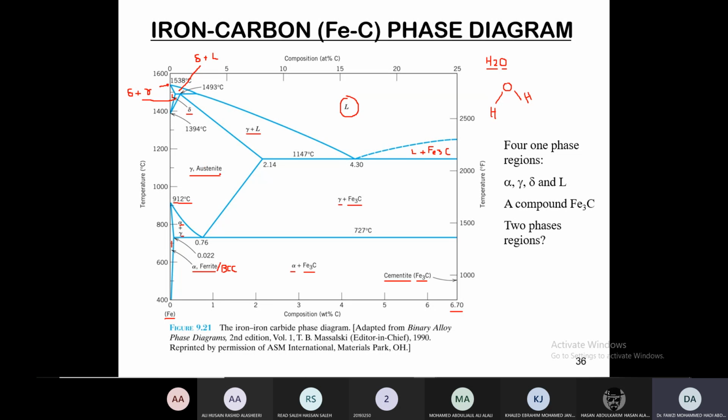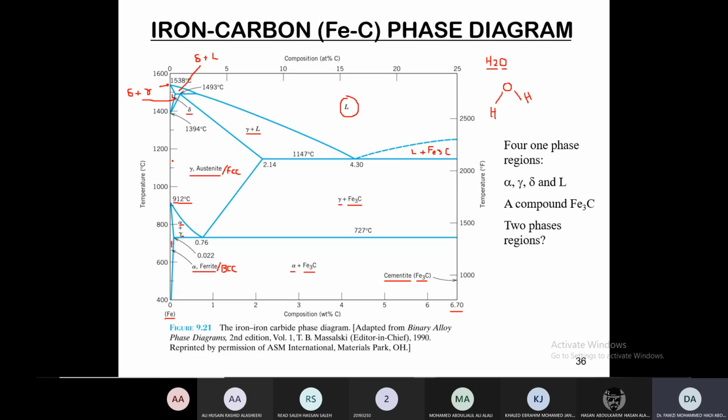It transforms to the gamma austenite, and the gamma austenite has an FCC crystal structure. The same material, iron, going from a BCC crystal structure, transforming at higher temperatures to the FCC crystal structure. What do we call that phenomenon in the material behavior? Polymorphism. Remember? Polymorphic. So iron is a polymorphic material. When you increase the temperature, it changes its crystal structure from BCC to FCC.